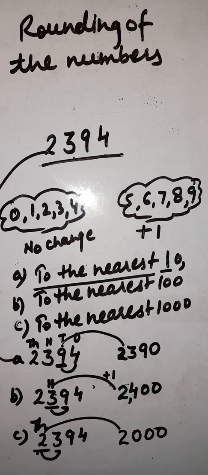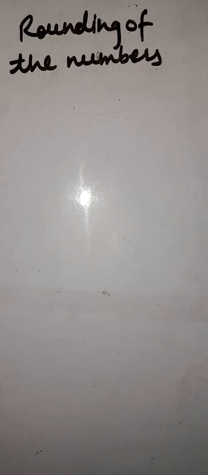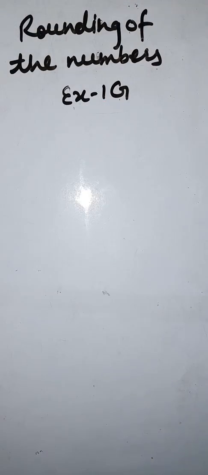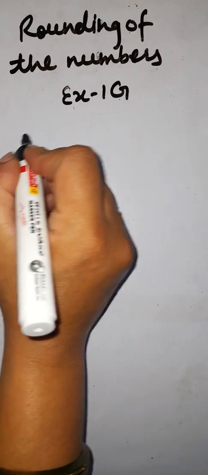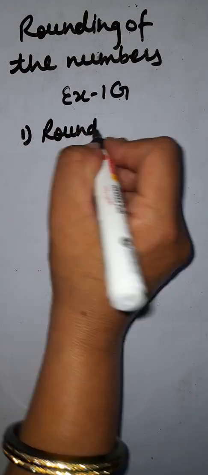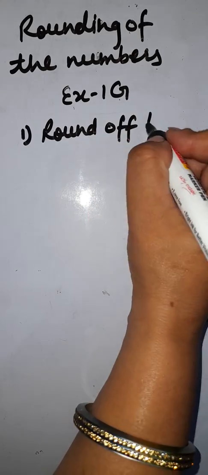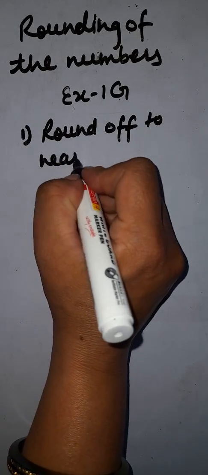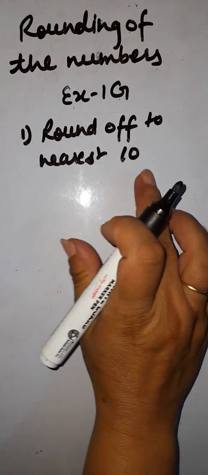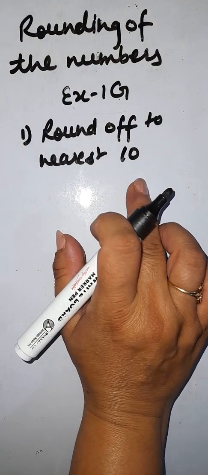Okay, let's take the exercise. This is exercise 1G and we will take question number 1. We have to round off to the nearest 10. Fine. Let me explain this on the number line.